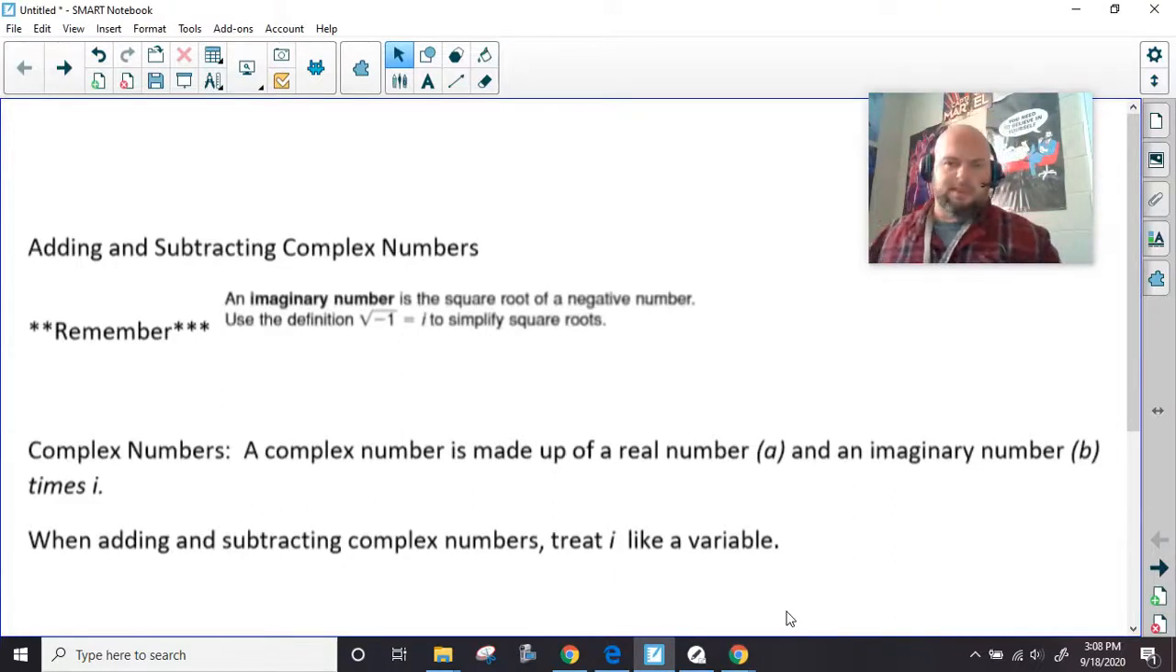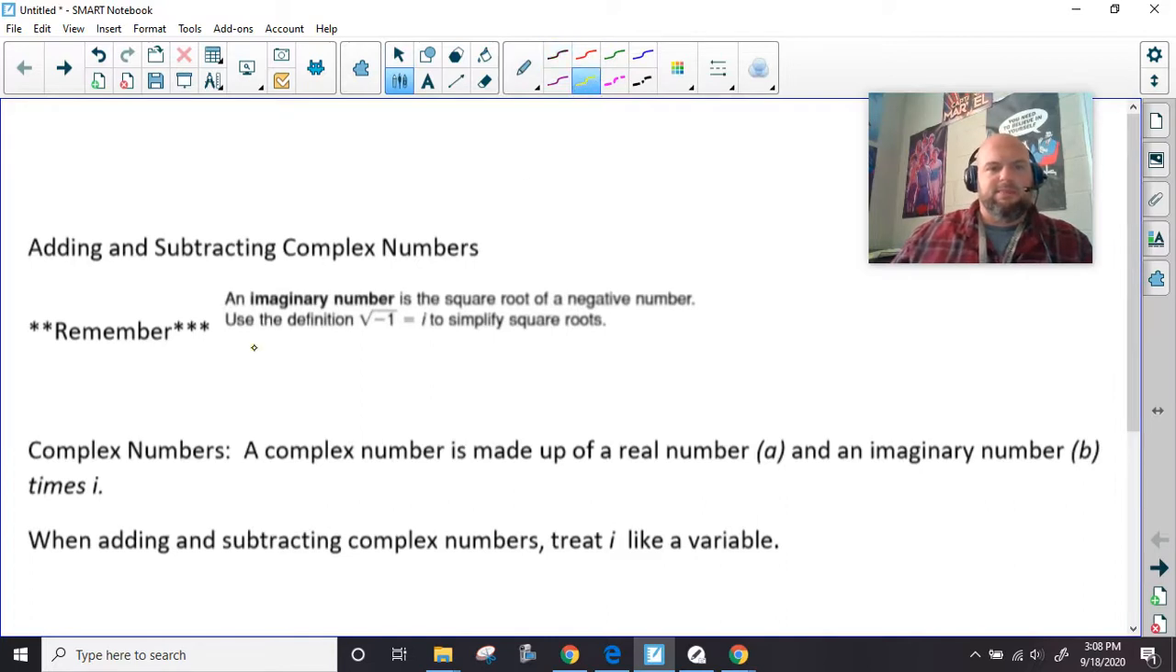So today we're going to be adding and subtracting complex numbers. Okay, just a little recap. Remember that imaginary numbers: the square root of -1 is i.